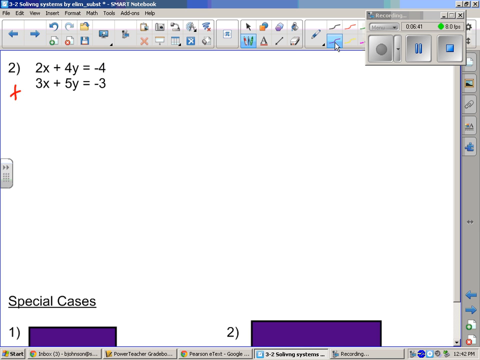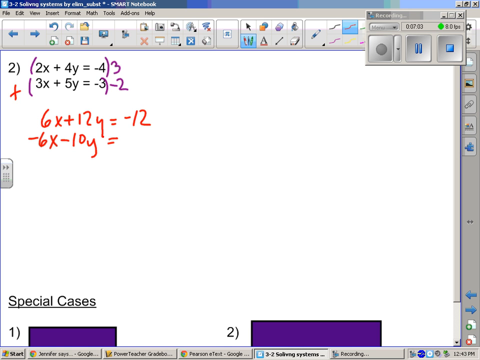So what I'm going to do is I'm going to multiply this top row by 3 and this bottom row by negative 2. Now, look what happens. If I distribute that 3, I get 6x plus 12y equals negative 12. The next one, I get negative 6x minus 10y equals 6. See how these are opposite now? That's a good sign.